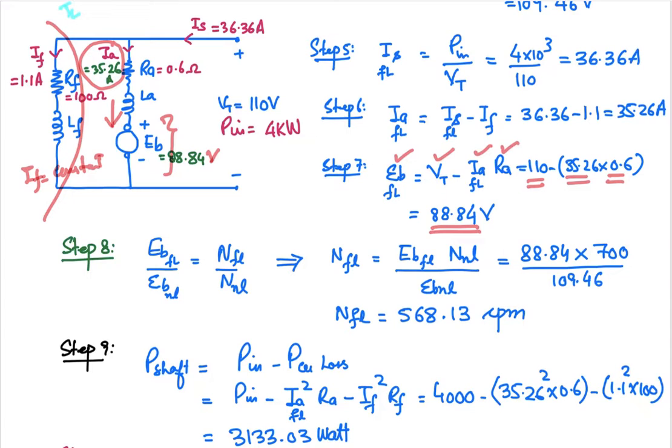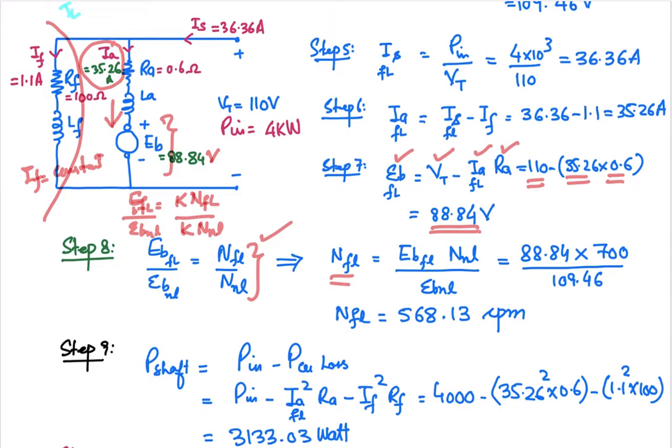Okay, so now comparing the back EMFs in the two states. Back EMF at the full load will be equal to some constant into speed at full load, and the back EMF at the no load will be equal to some constant into the speed at no load. So comparing these two, we can write down this equation, and from here we can work out the expression for the full load speed.